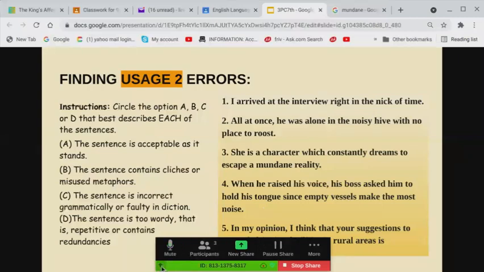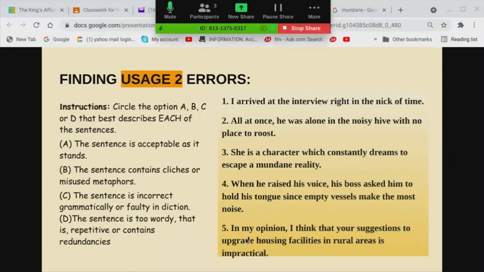All right, let me put this up at the top so we can see number 5. Number 5 says, in my opinion, I think that your suggestions to upgrade housing facilities in rural areas is impractical. What do you think? I don't see anything wrong with it. I will say A. Yeah, this is wrong. You probably didn't see anything wrong with it because in Jamaica, we always say, in my opinion, I think. But when you give your opinion, it's really your thoughts that you are giving. So you are correct. I think it was Nicola who said it is A.